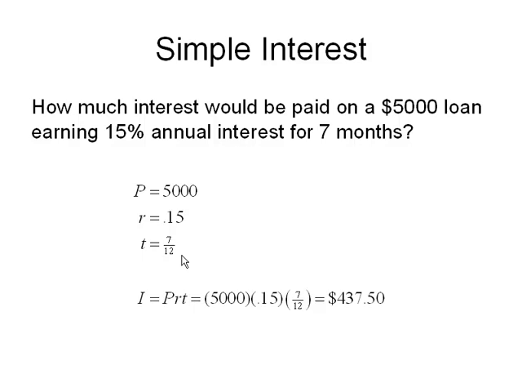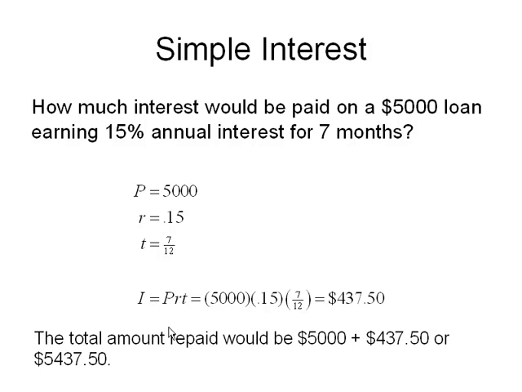So now let's go ahead and take those values and put them into our formula PRT. So we have 5,000 times 0.15 times 7/12. When I put that into my calculator, I get that the amount of interest is $437.50. The total amount that you would be repaying is $5,000, the original amount, plus that extra $437.50 in interest, or a grand total of $5,437.50.